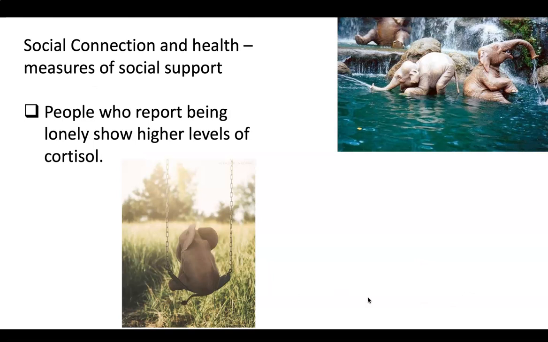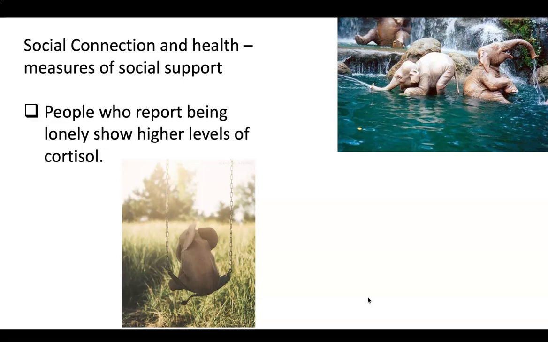So like I said, going back to social connections and health. People who report being lonely show higher levels of cortisol. So social connections are important. Today, as we all know, we're living in a time where we have less physical connection and more virtual connections. And so, maintaining those connections for your mental health is an important thing to do.